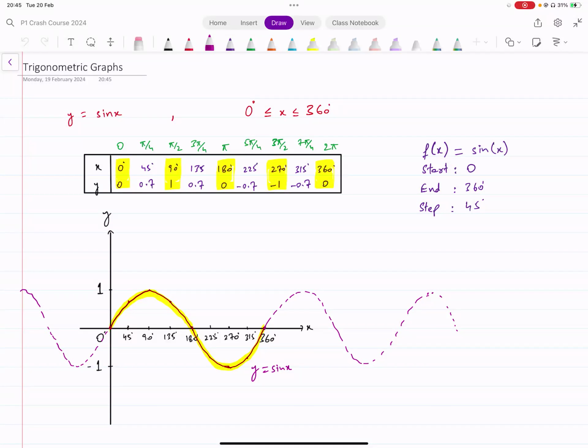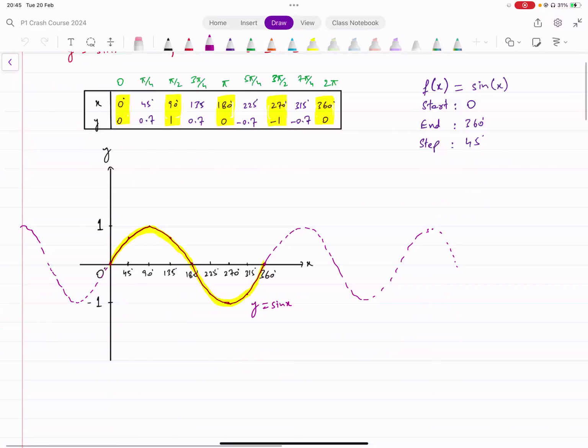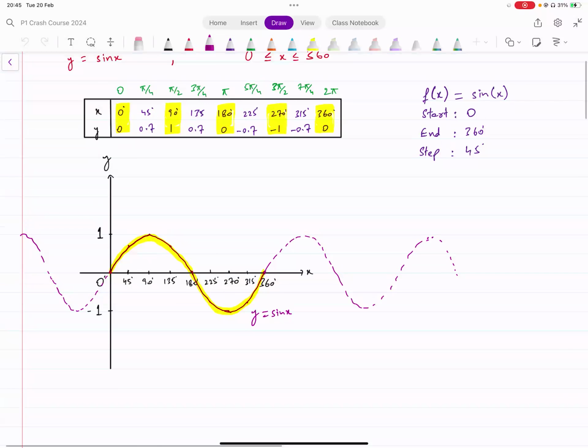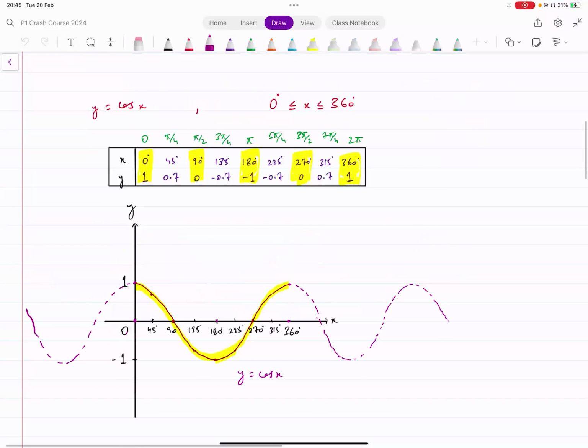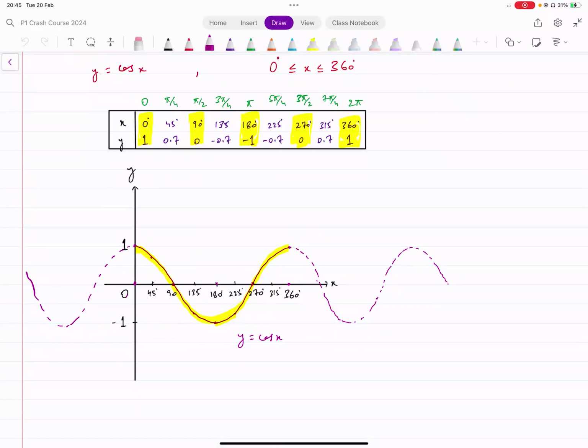So we started with the sine graph. It looks like this from 0 to 360, and then it just keeps repeating itself beyond this interval. We talked about cos x. This is what the standard shape of the cos graph looks like, and it is also a cyclic graph. It repeats itself beyond 0 and 360.